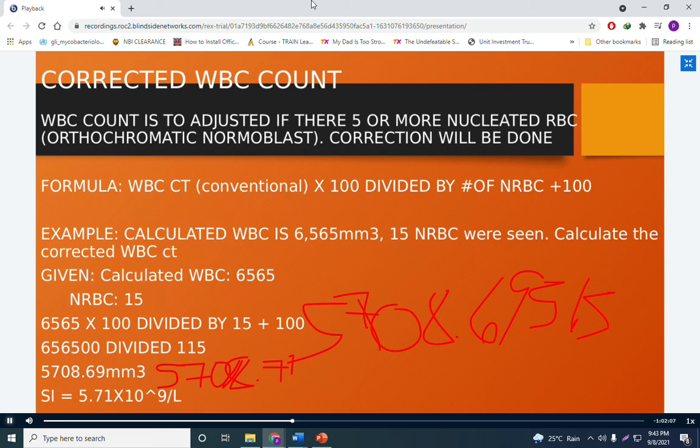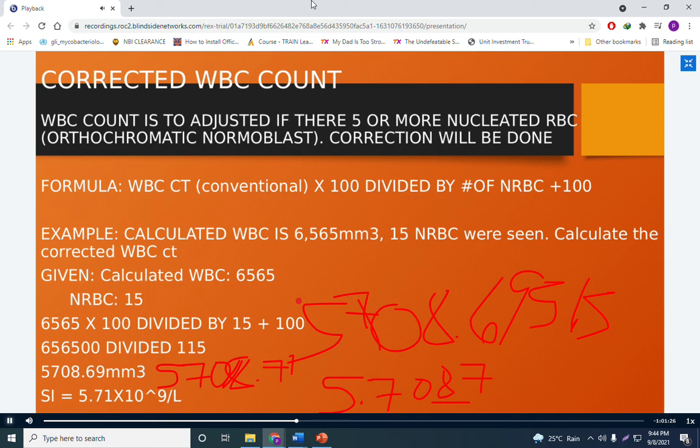You multiply that by their conversion factor, 0.001. You get 5.7087, which in this case, again, two decimal places lang tayo. Since third decimal place is greater than 5, you have to round up. You get an SI of 5.71 times 10 raised to the 9 per liter. Okay? So it's an easy, diba, class? It's an easy formula.